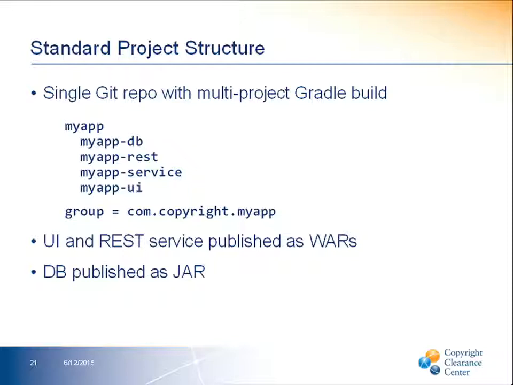Here's a simplified standard project structure: a single Git repo with a multi-project Gradle build. This has a UI and a REST service that it provides, a common service layer that they both use, and a DB project. Usually there are some additional sub-projects for layering purposes and things like that. And it gets published to an artifact group. Our example here in the presentation will be my app, so we publish it to the group copyright my app. We publish the UI and REST apps as WARs. And then we'd also publish the database artifact to Artifactory as well.